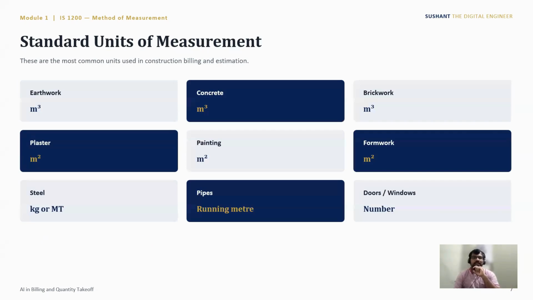Standard units of measurement: earthwork is in meter cube. Concrete is in meter cube. Brickwork is in meter cube. Plaster is in meter square. Painting is in meter square. Formwork is in meter square. Steel is in kg or metric ton. Pipe is in running meter. And doors and windows are counted in numbers. Okay, so these are the standard units of measurement.